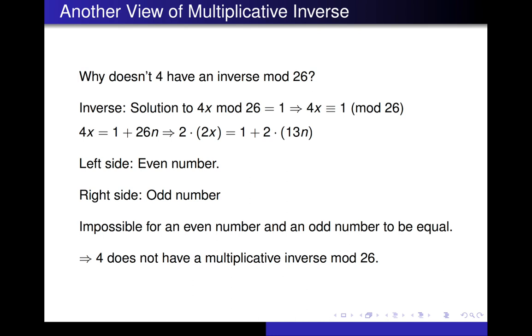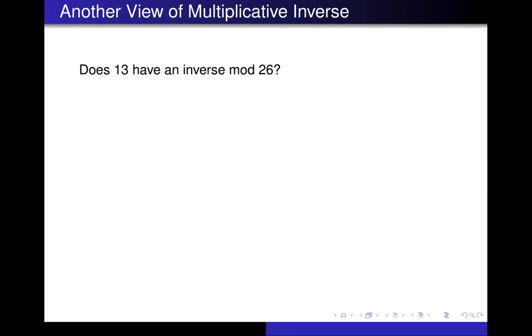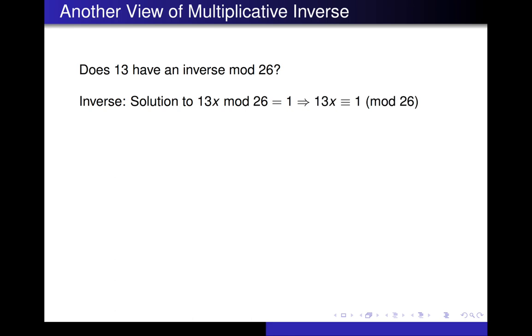All right, so let's try another possible number. Does 13 have an inverse mod 26? Now 13 doesn't have the same issue of being an even number, so maybe this one's going to be okay. Let's try it. Again, for it to have an inverse, we need some number x such that when we multiply 13 times x and take it mod 26, we get 1. In terms of congruence, 13 times x is congruent to 1 mod 26.